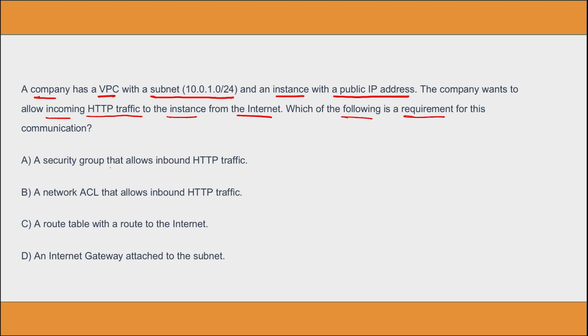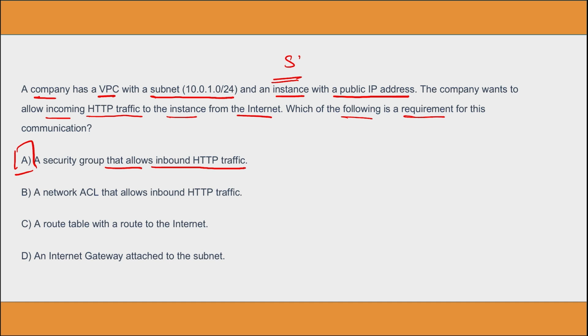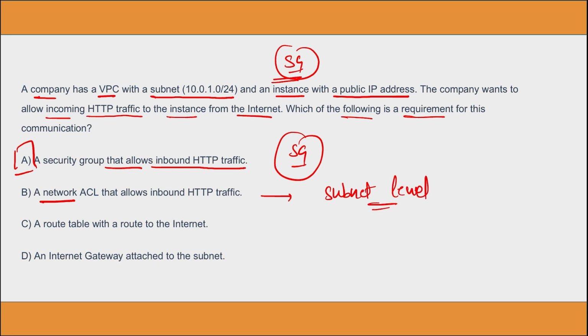A security group that will allow the inbound HTTP traffic will be required here, because a security group is required to control the inbound traffic to instances. In the last question we saw that between the subnets a security group is not required, but for the instances the security group is required. Apart from this, a network ACL that will allow the inbound HTTP traffic is also not required, because the network ACL controls the traffic at your subnet level, not between the subnets, and also not between the individual instances.